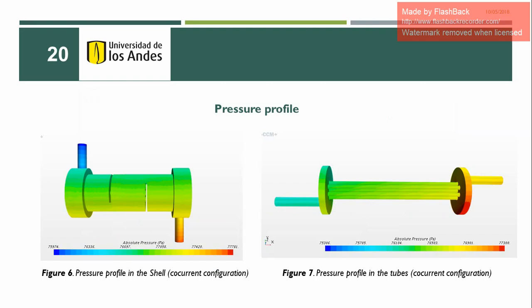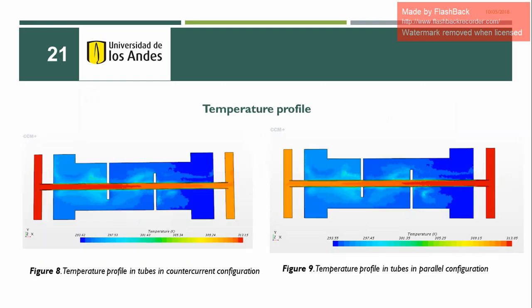Now, we can observe the pressure profile in the shell and the tubes. Here the pressure loss can be appreciated. The results differ from the calculated ones, because in this case no extrusion in the inlet regions of the exchanger was made, which makes the fluid get into the exchanger with a not well developed regime.